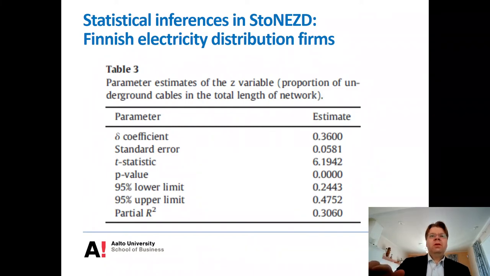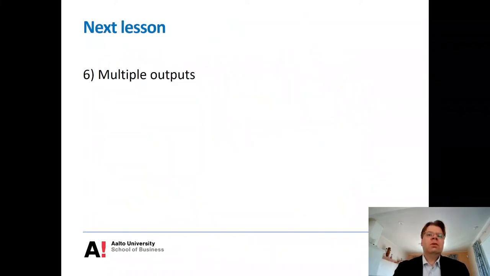So that completes the discussion of the contextual variables. The next theme concerns the modeling of multiple outputs, and we consider both SFA and convex regression approaches. In the DEA, of course, multiple outputs is quite natural and has always been a natural part of the DEA routine.